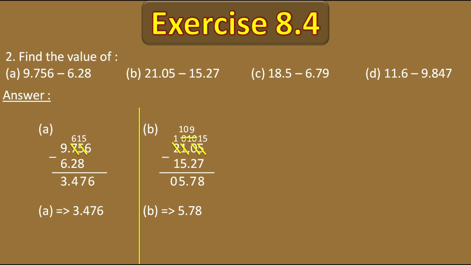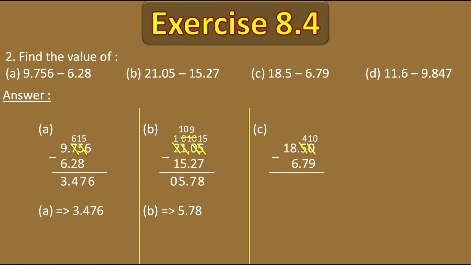Okay. Next we have 18.5 minus 6.79. Here you have to remember that the decimal point should come one below the other. Now here we don't have any digit in the place of hundredths, so we have to write it here as 0. Now to subtract this 9 from this 0, we have to make it 10. So we will take 1 from this 5. So 5 became 4 and 0 became 10.